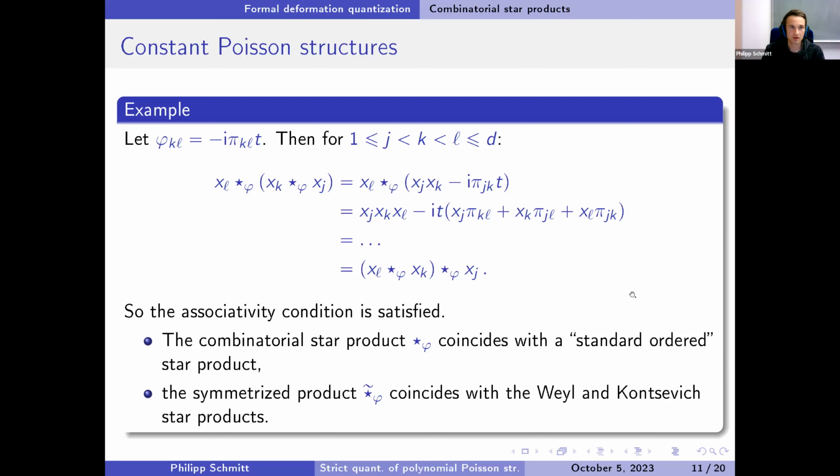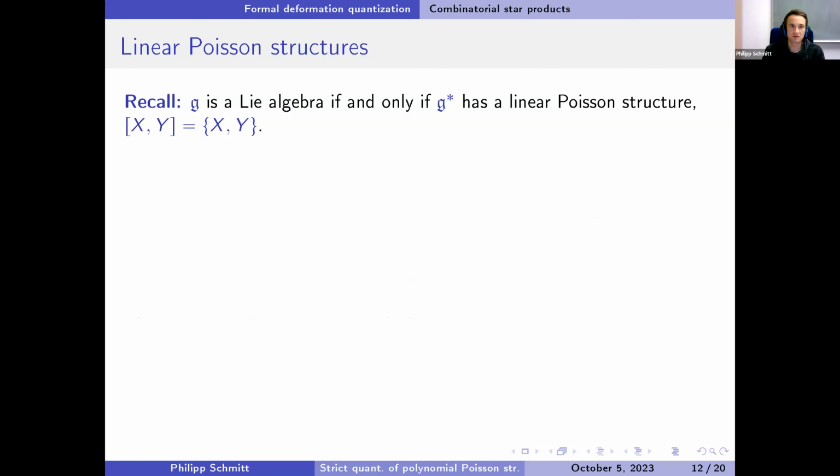And similarly, you can also look at linear Poisson structures. Remember, my Lie algebra here is always finite dimensional. So G is a finite dimensional vector space, and it has a Lie algebra structure if and only if the dual has a linear Poisson structure. The Poisson structure would come by interpreting the elements of your Lie algebra as linear functions on the dual, and then the Lie bracket of these two Lie algebra elements is the same as the Poisson bracket of these linear functions on the dual.